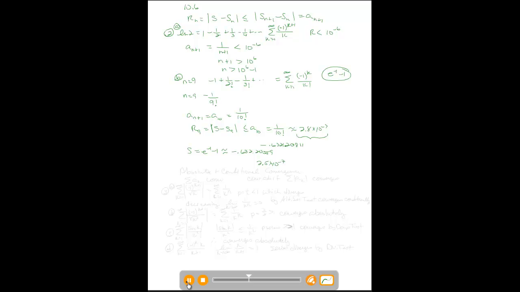The next thing is absolute convergence. We're talking about the difference between absolute and conditional convergence.